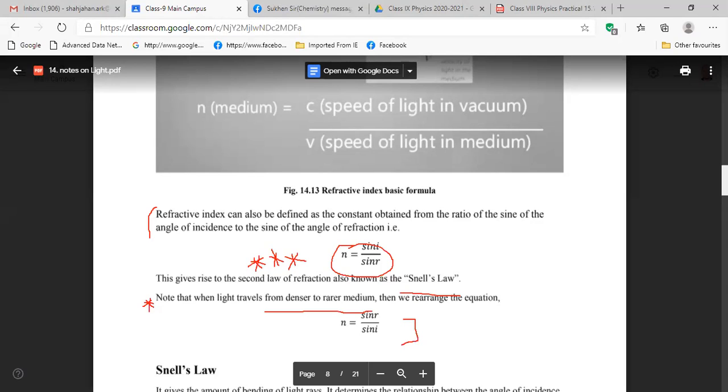The refractive index in vacuum is 1. So it's not possible that refractive index will be smaller than 1. Refractive index will always be greater than 1. Now if you want to have greater than 1, and you take the ratio of sine i by sine r while going from denser to rarer medium, then the ratio will become less than 1, isn't it? Because in the denser medium the speed is less, and the ray goes away from the normal. If it is away from the normal, then sine r is greater, so the ratio will be less than 1. That's why we are rearranging it.